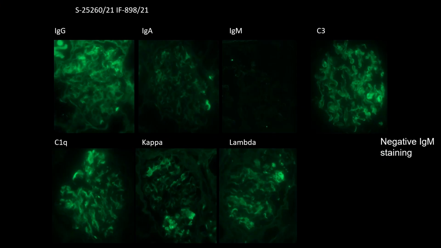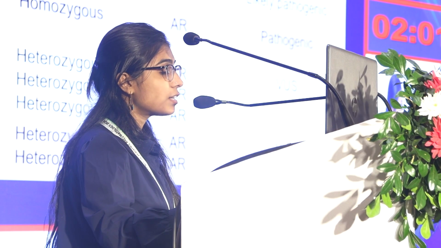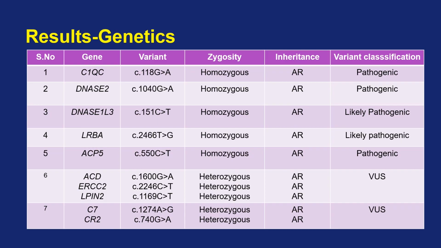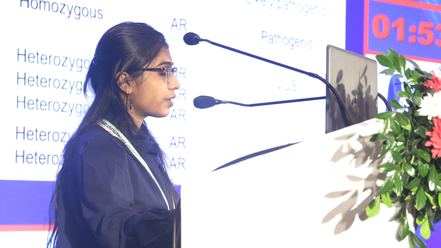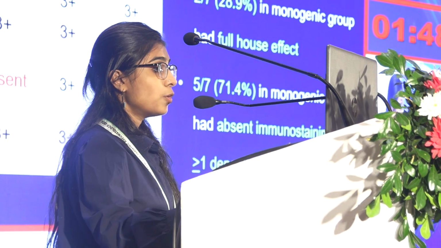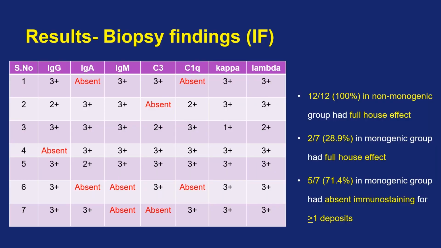In the monogenic lupus cohort, we had 7 patients, and 5 of them had a definitive underlying monogenic cause which was pathogenic and explained the underlying etiology of lupus. 2 of the patients showed various variants of uncertain significance in the clinical exome sequencing, and these patients are still under evaluation. On comparing the immunofluorescence findings, it was seen that all patients in the non-monogenic group had full house effect in indirect immunofluorescence.